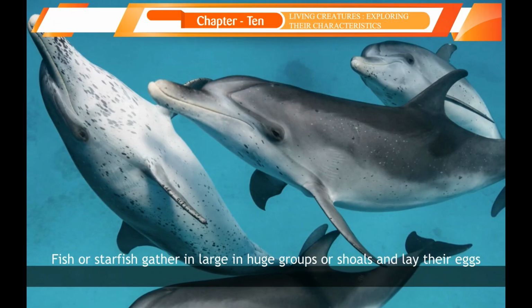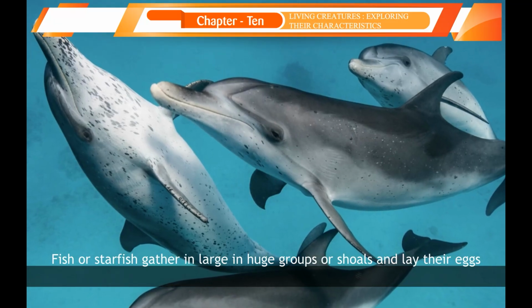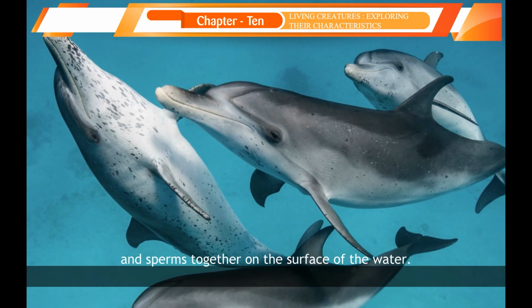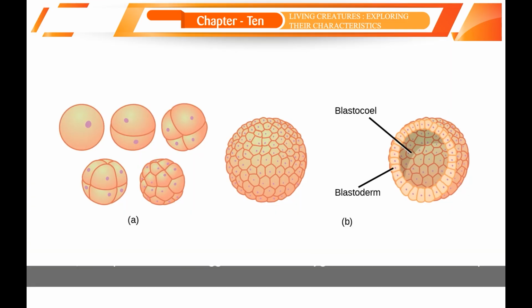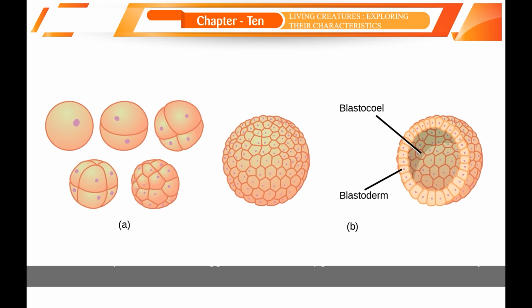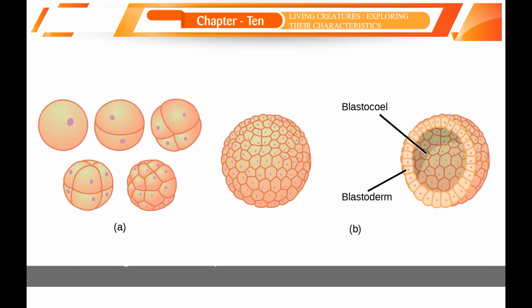Fish or starfish gather in huge groups or shoals and lay their eggs and sperms together on the surface of the water. Here the sperms and the eggs fuse to form zygotes which further develop into new individuals.